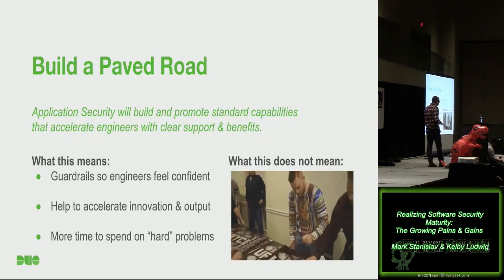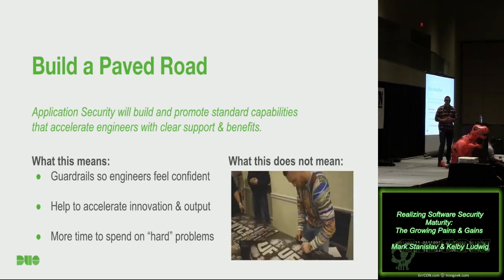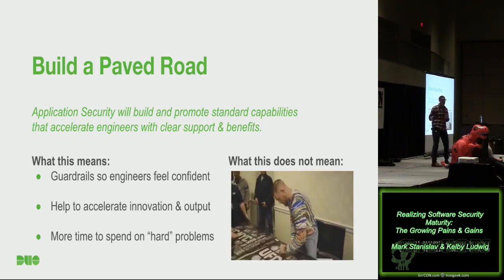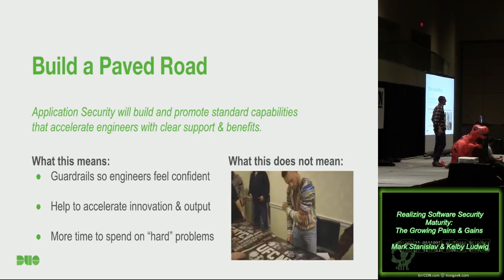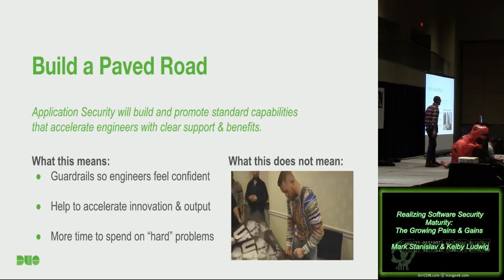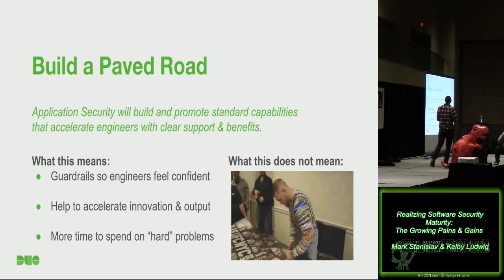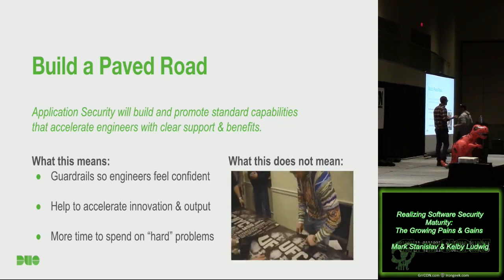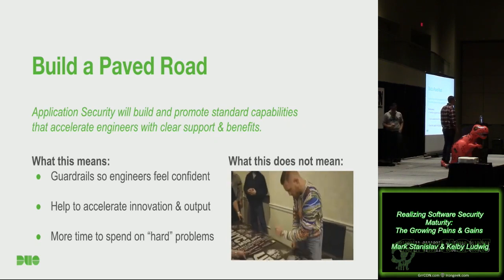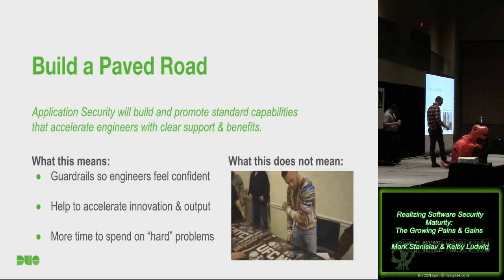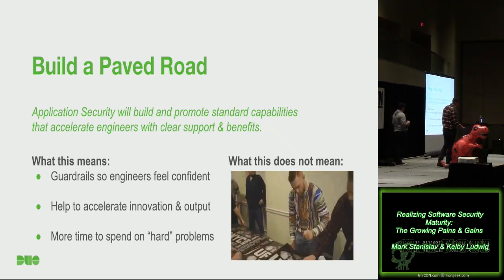Our next team value is build a paved road. With building a paved road, we want to make sure that we, as AppSec, are not the roadblocks to engineering's work, but more along the lines of guardrails. So we want to make sure that engineering is doing their job quickly and efficiently and acting confidently. What we'll do is promote standards and define the Duo AppSec way of doing things, and make sure we promote that internally with engineering and make them effective at innovation.